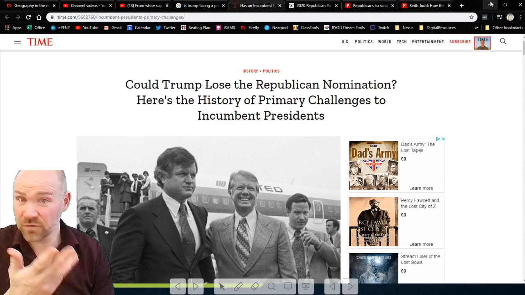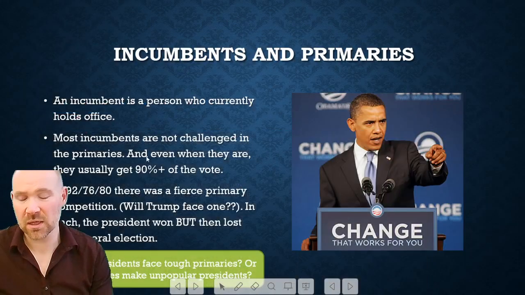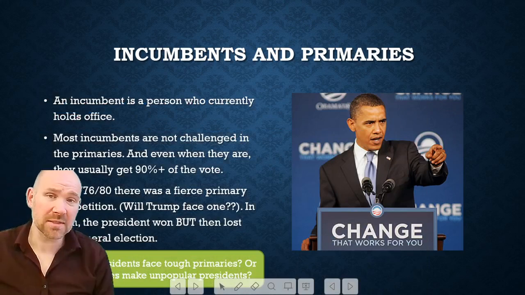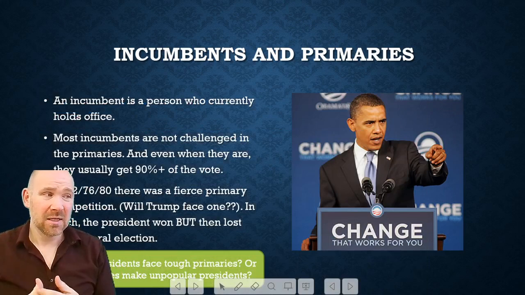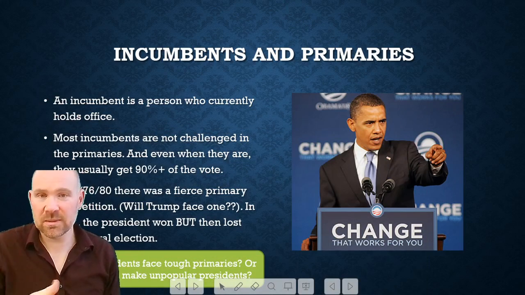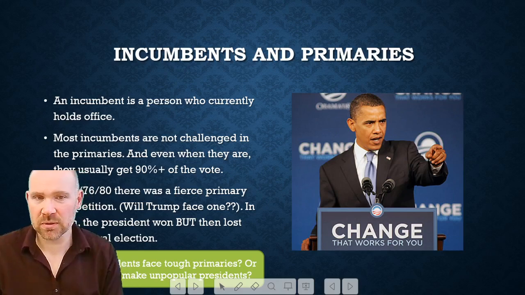Really interesting read. It takes you through the examples that I've just done, as well as adding more examples to that. But in terms of your essays, you can say, well, basically, incumbent presidents don't face challenges, but when they do, they often seem to be quite damaging, and you can use the examples that I have there to back that up.